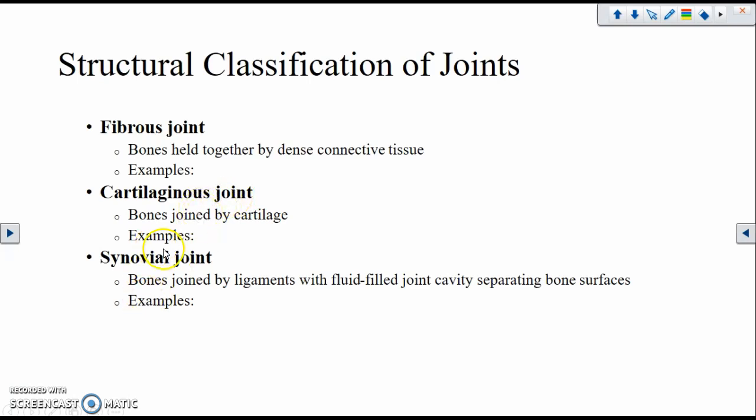And last but not least, the third way that you can structurally classify joints is through synovial joints. Synovial joints are, in this case, knee joints and elbow joints. They're made up of a synovial cavity, and inside that cavity is a fluid. That's called synovial fluid, and that is a synovial joint. So structural classification: what is the joint made up of?